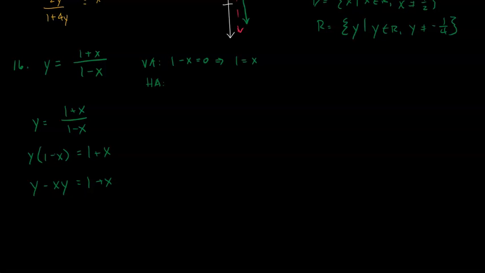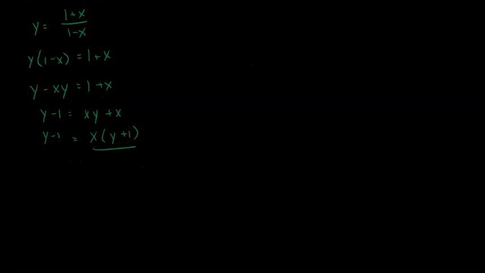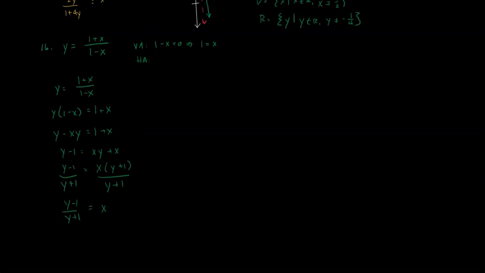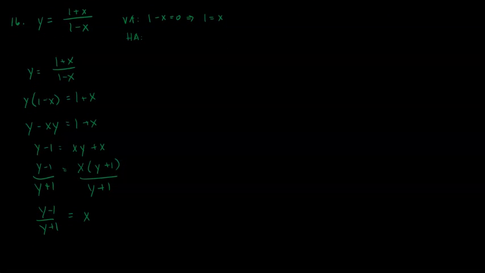Let's go ahead and get y minus 1 equals xy plus x. x times y plus 1 equals y minus 1. Divide both sides by y plus 1. So x equals y minus 1 over y plus 1. I got my denominator. y plus 1 equals 0. This implies that y equals negative 1.